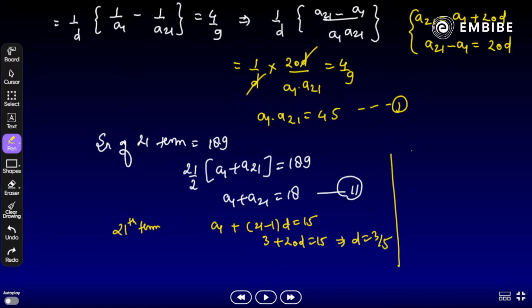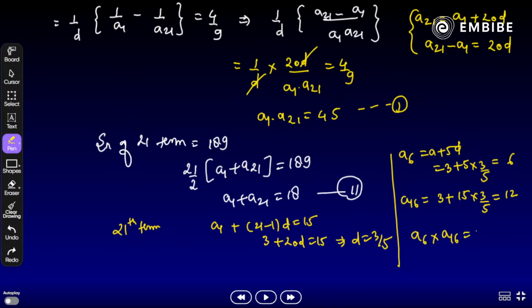Now if d is 3 by 5, what will be the sixth term? A plus 5d, that is 3 plus 5 times 3 by 5. Cancel out 5, 5. What we get here is 6. And what is the 16th term? A plus 15d, times 3 by 5, cancel out 12. Now we need to calculate a6 into a16. So 12 times 6 is 72, is the answer. Done.